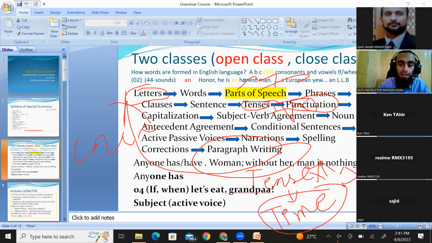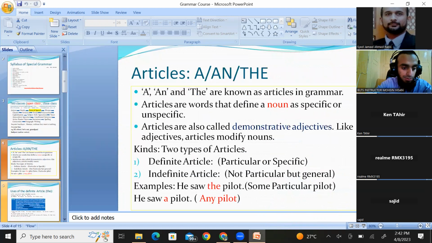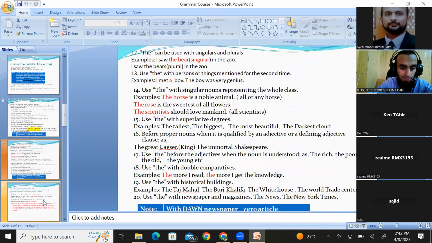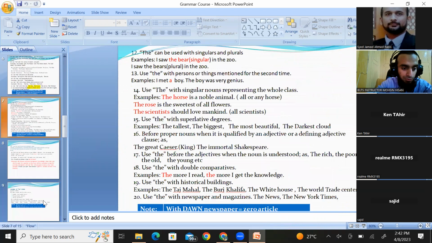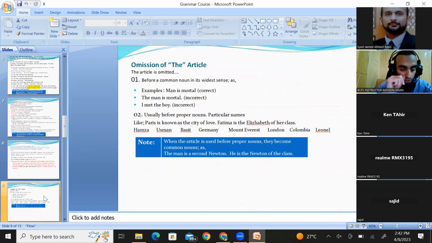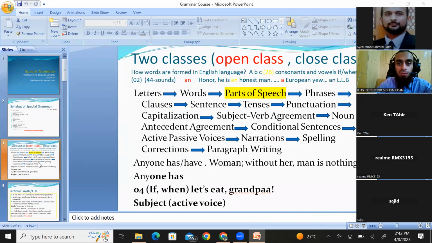Even this articles lecture contains, if I show you, the uses of definite and indefinite articles, I think around 21 or something. Yeah, 23 uses of articles. Then we would move to the omission of articles, and so on, right? So the articles topic contains two lectures, maybe, or one lecture, or more than that. Then we have punctuation.